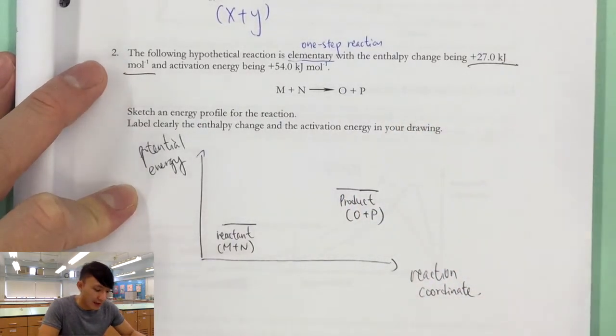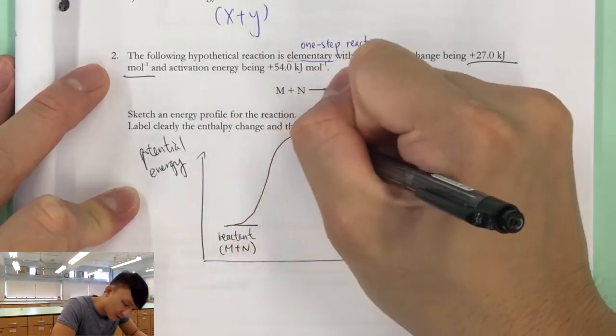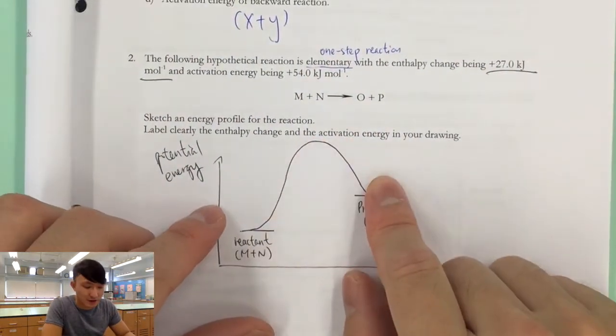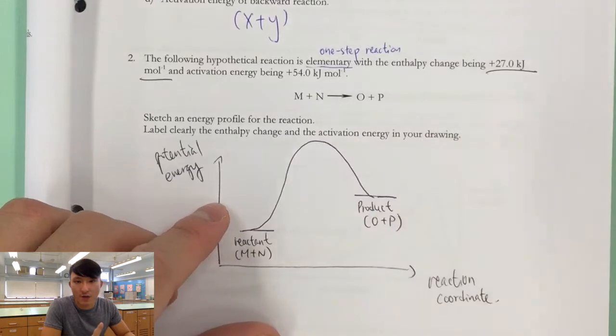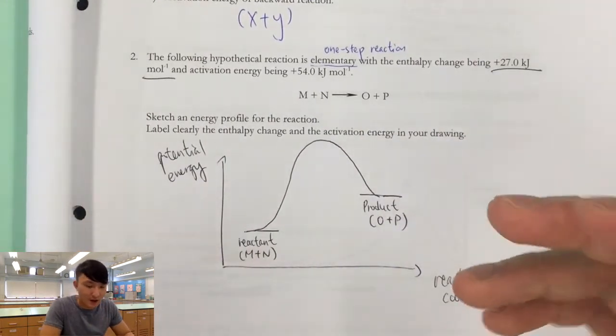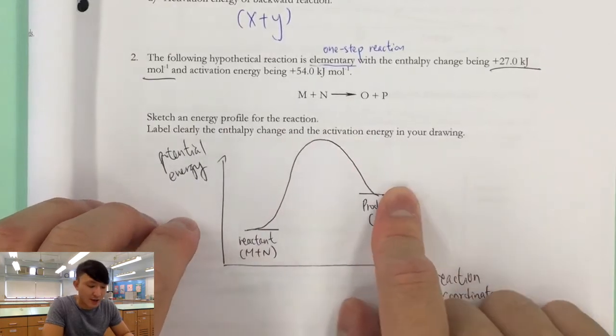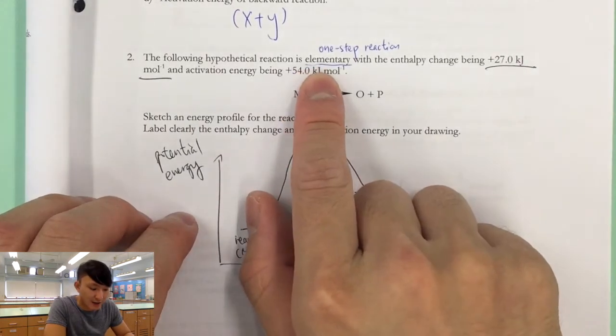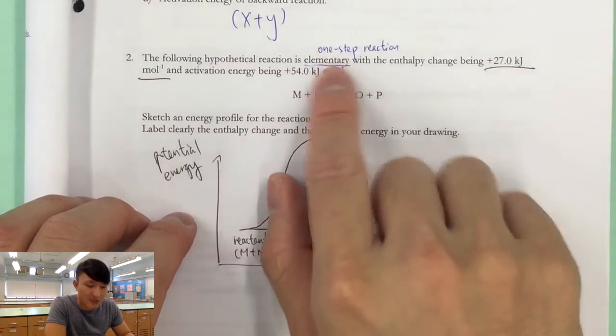Okay? And then now the profile should contain a curve consisting of one activation energy. Now, the reason why we have one activation energy is because it said that it is an elementary reaction, or one-step reaction.